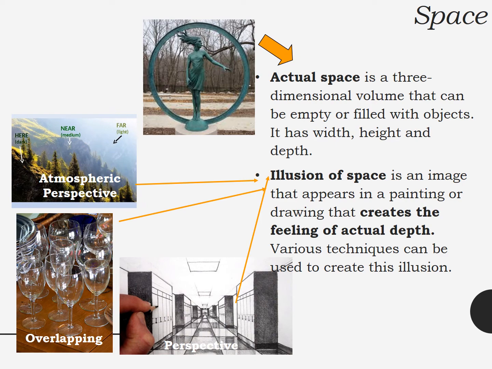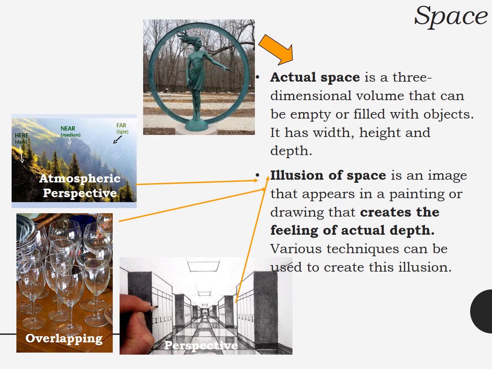Okay, let's go on to space. So actual space is a three-dimensional volume that can be emptied or filled with objects. It has height, width, and depth. So this beautiful copper sculpture up here takes up actual space outside, and there's space around the figure. The illusion of space is an image that appears in a painting or drawing, and it creates the feeling of depth using different techniques.